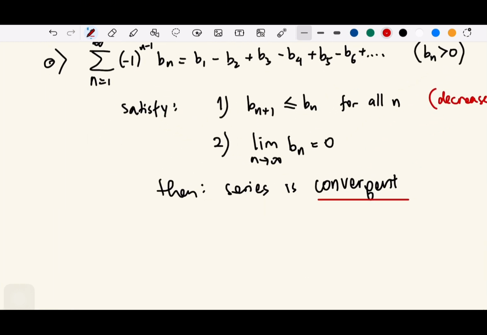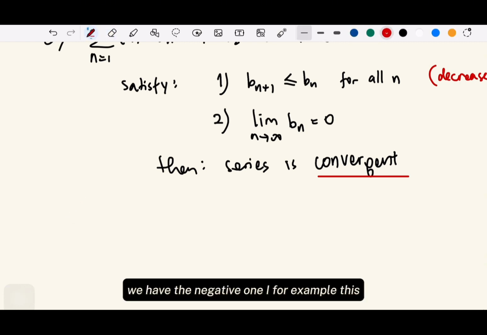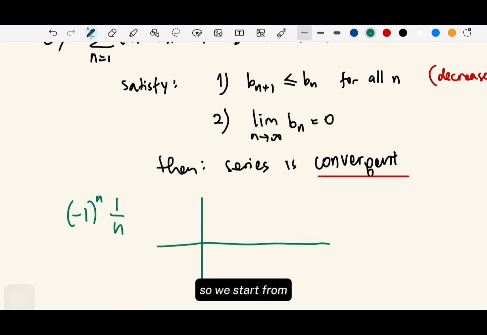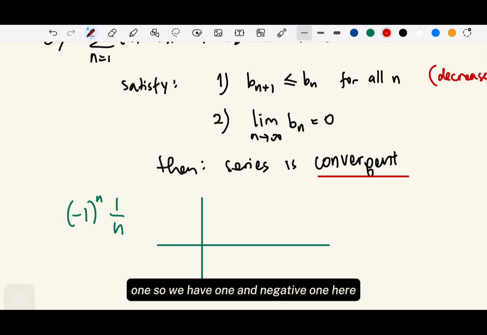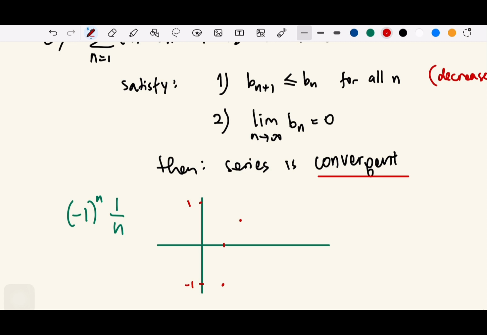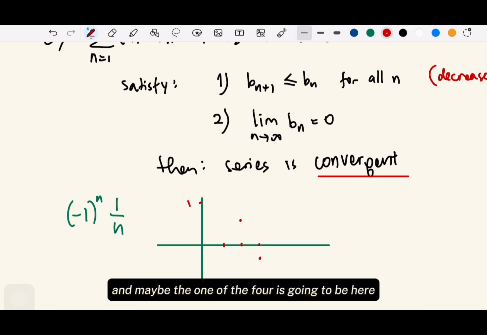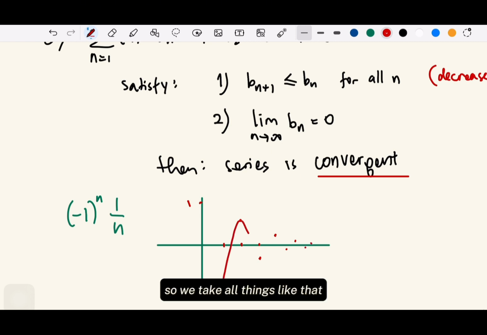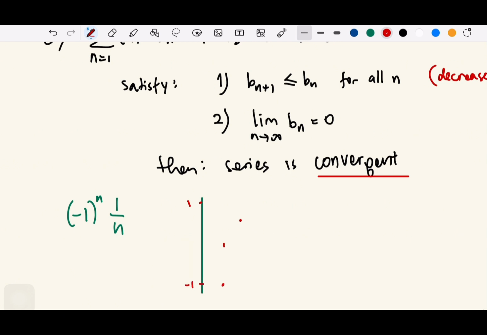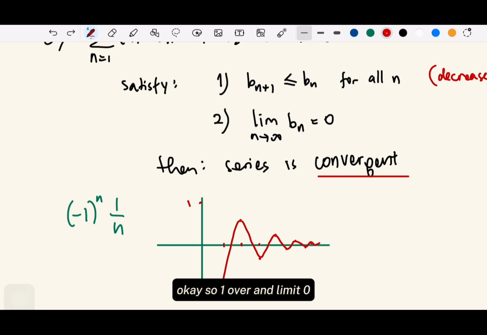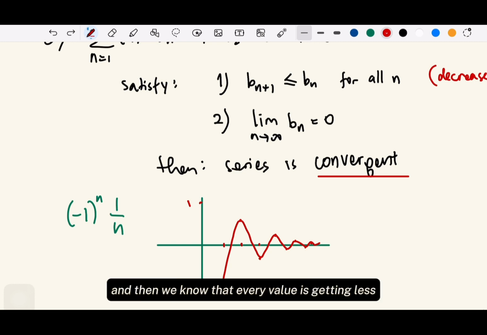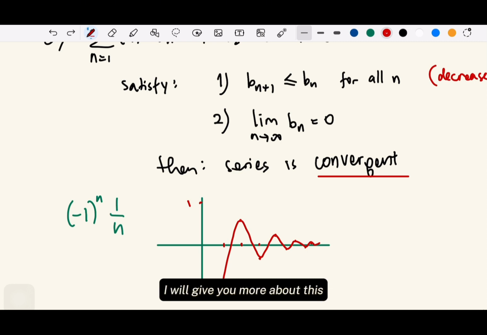So you can imagine, like let's say we have the -1, like for example this. So we start from 1, so we have 1 and -1 here, and then it's going up. Maybe this is 1 also, the second one, and then the third one is going to be here, maybe a little bit going here, and maybe the 1/4 is going to be here, and you will see that it's going to reach 0, right? So we take all things like that. Okay, so 1/n limit 0, and then we know that every value is getting less and less, decreasing. Okay, I will give you more about this next week.